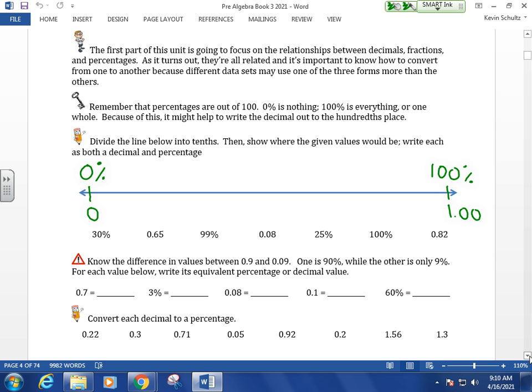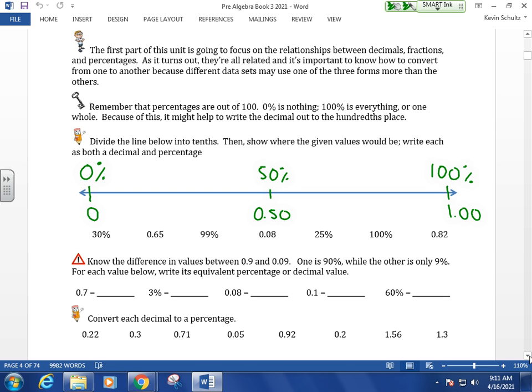So if you got 50%, roughly half, what decimal would 50% correspond with? If 50% is halfway between 0% and 100%, what decimal is halfway between 0 and 1? Kira? 0.5. Or, to relate to that 50%, 0.50.